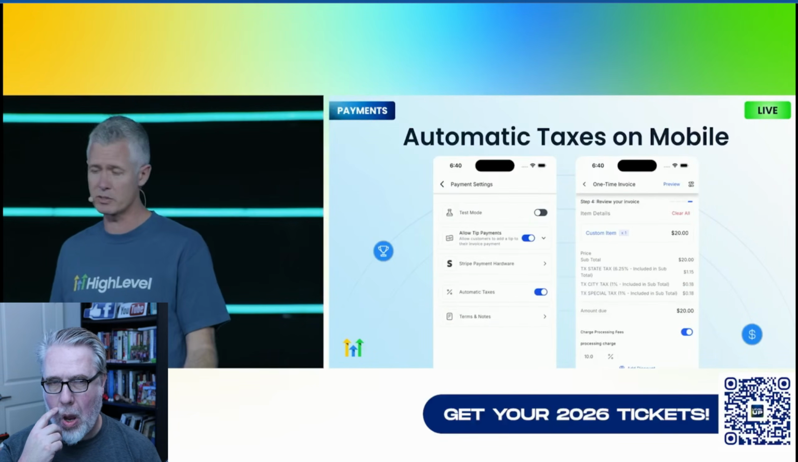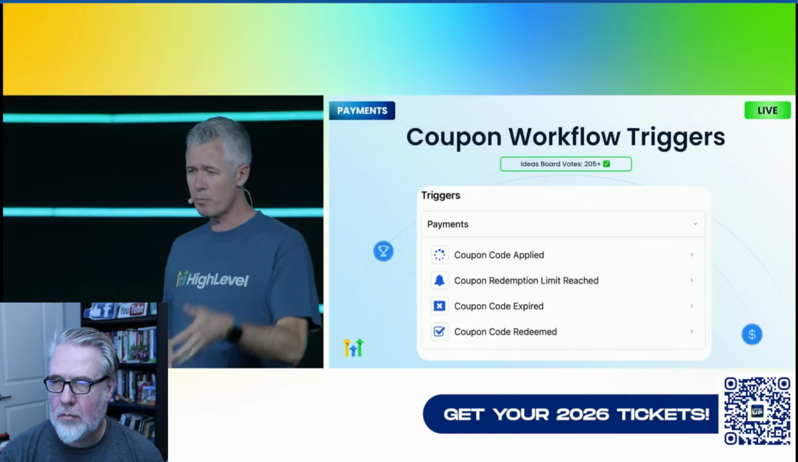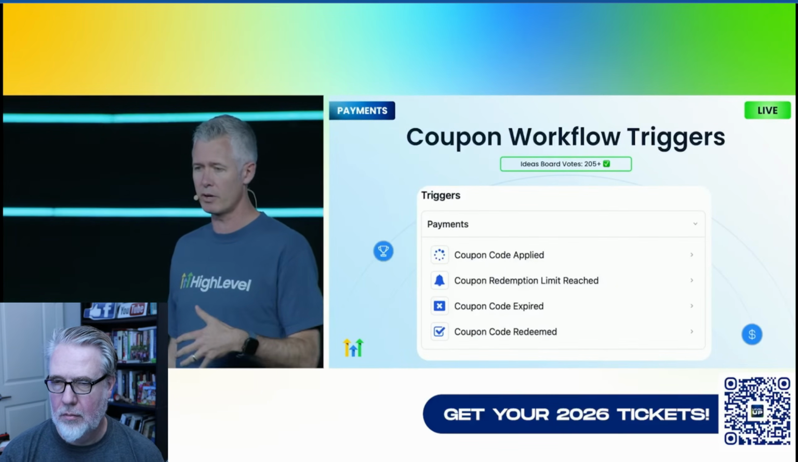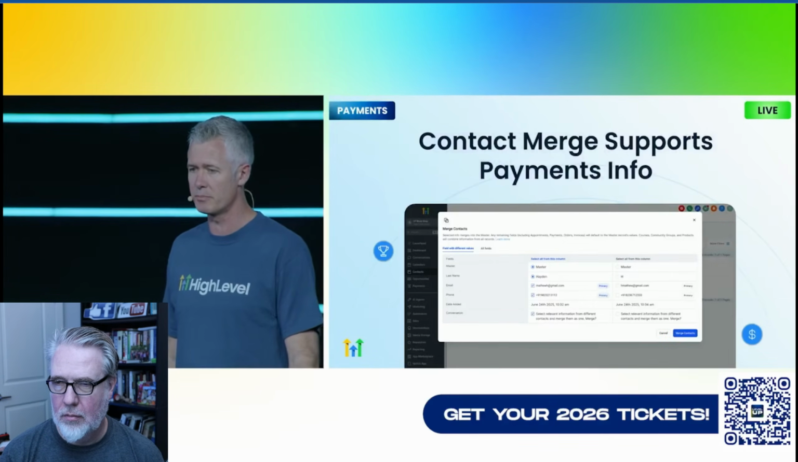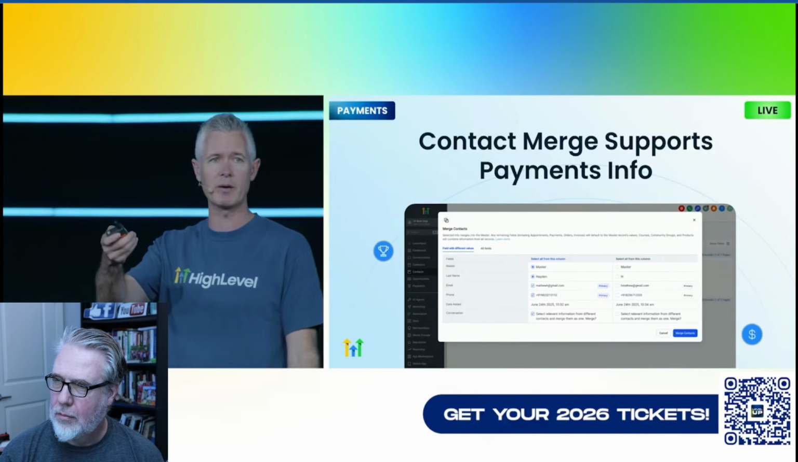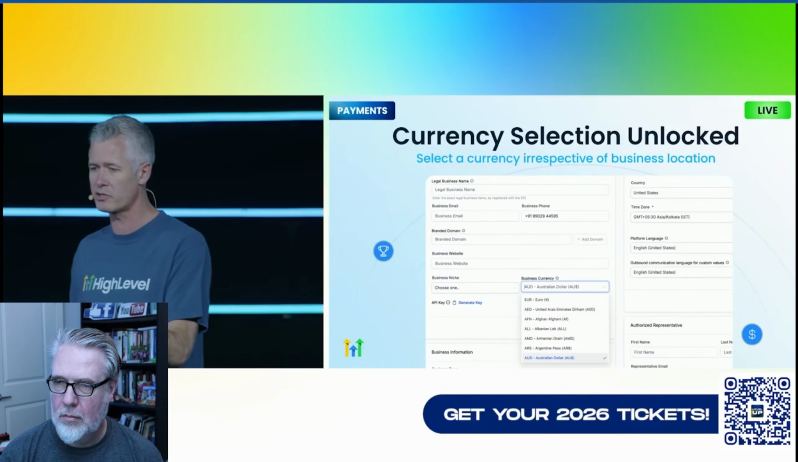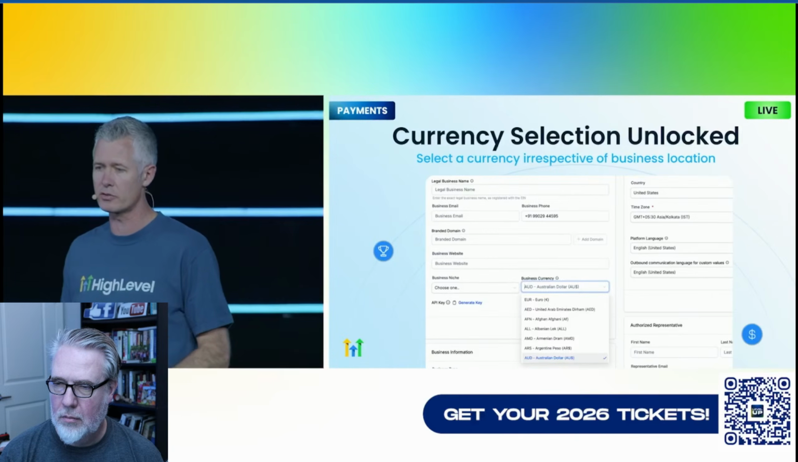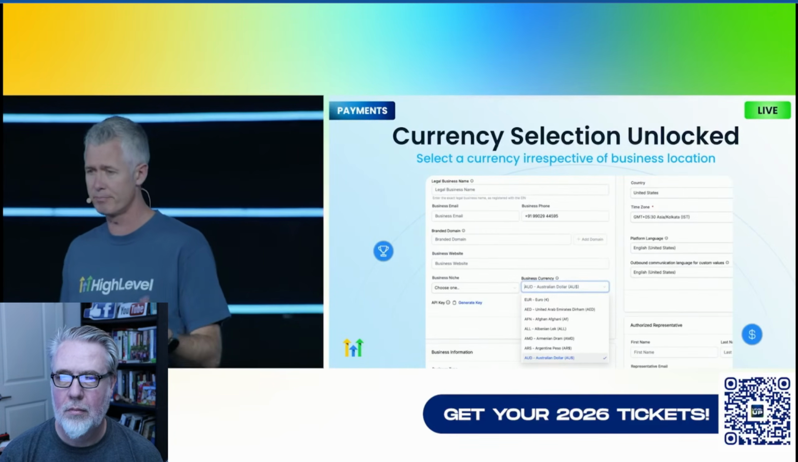Automatic taxes on mobile as well, which is cool. Coupon workflow triggers, so you can now trigger off of coupon usage, which is awesome. Contact merge support for payment info. I don't know, merges payment info when you merge contacts. Currency selection has been unlocked, so you can select a currency irrespective of the business location.